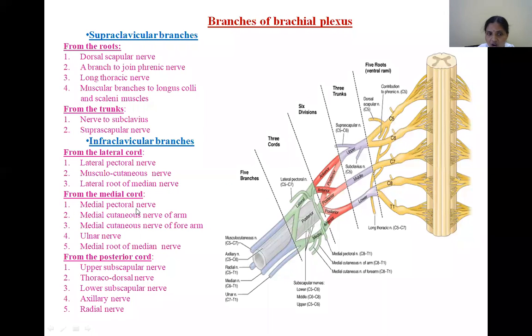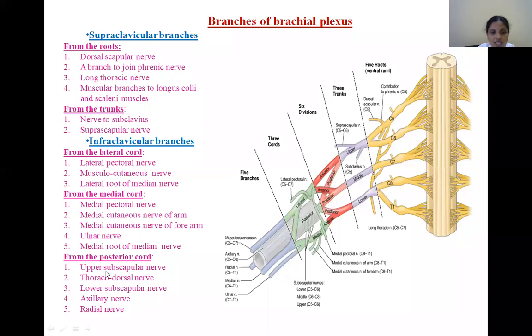Then from the medial cord: medial pectoral nerve, medial cutaneous nerve of arm, medial cutaneous nerve of forearm, ulnar nerve, and medial root of the median nerve. Here you can see the medial root of median nerve and lateral root of median nerve, which then form the median nerve.